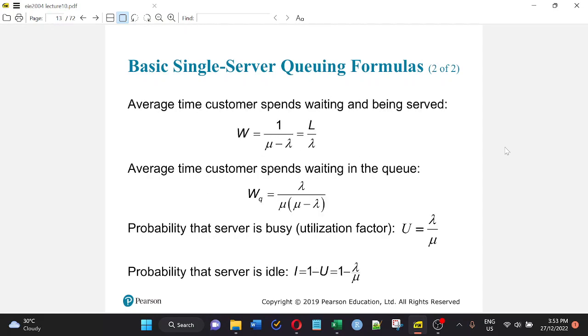And then we also have U. U is the probability that the server is busy. So on average, whether this server is busy or not, and the maximum number is of course 1. And then the probability that the server is idle is given by I, which is 1 minus U.